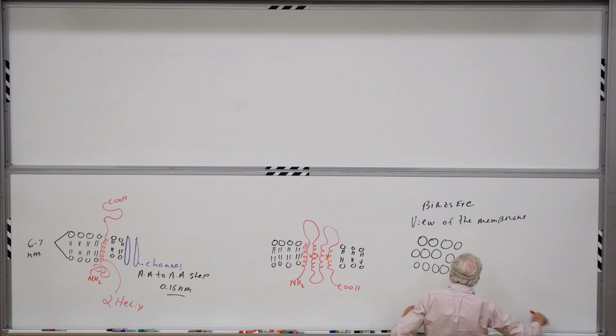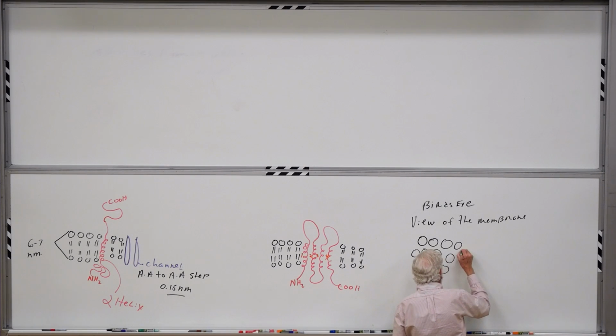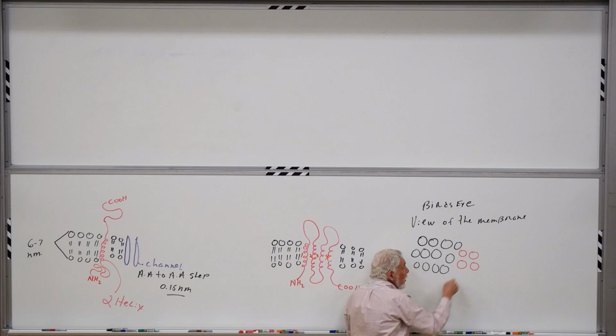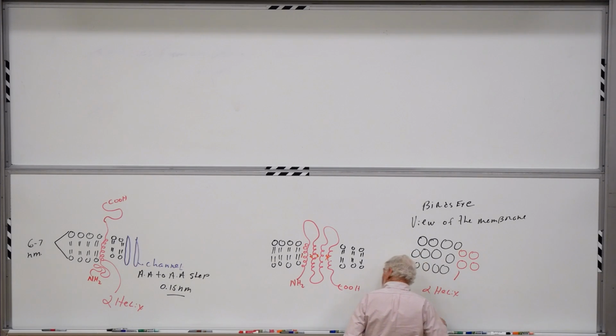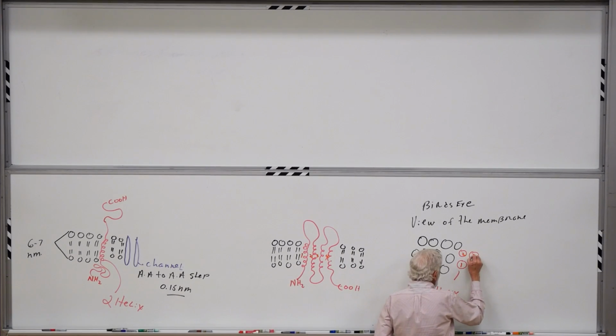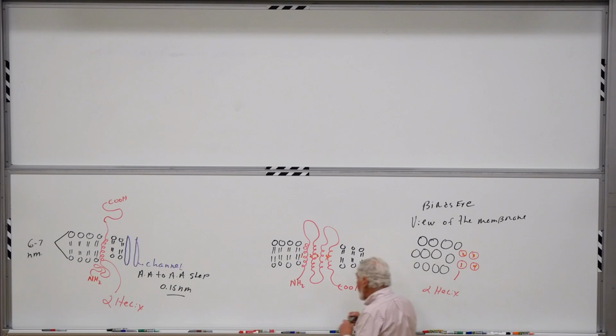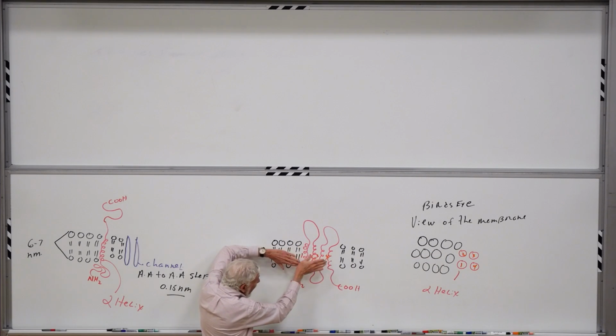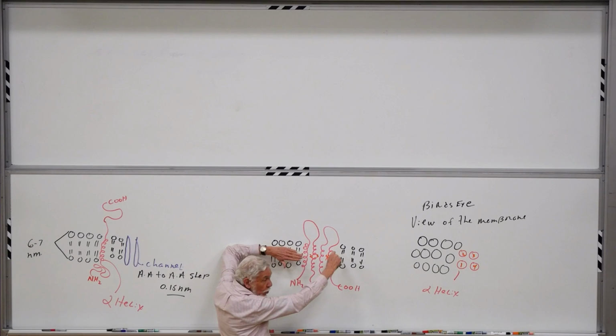Then, coming across the phospholipid bilayer will be these 4 circles. So each one of these circles is meant to represent an alpha helix. And now we can number them: 1, 2, 3, and 4. All I have done here is show the thread going across the membrane.